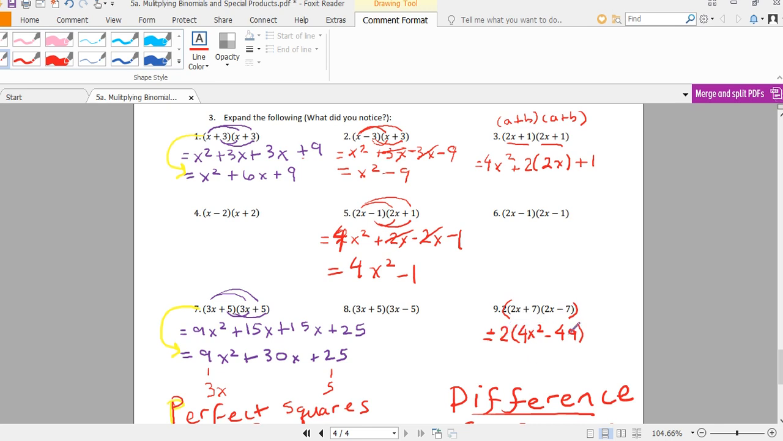And then I could just multiply the 2 in. Okay? This will give me 8x squared, and then 2 times 49 is minus 98. And I am done. Okay?